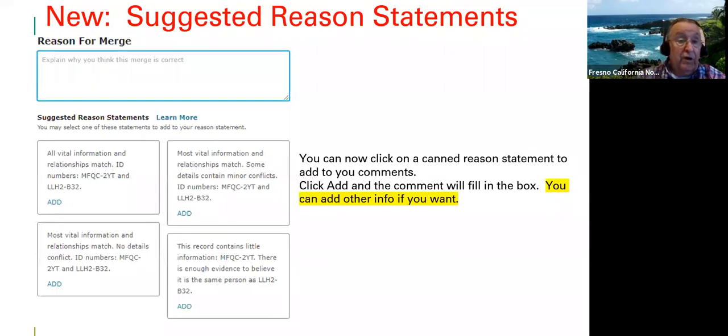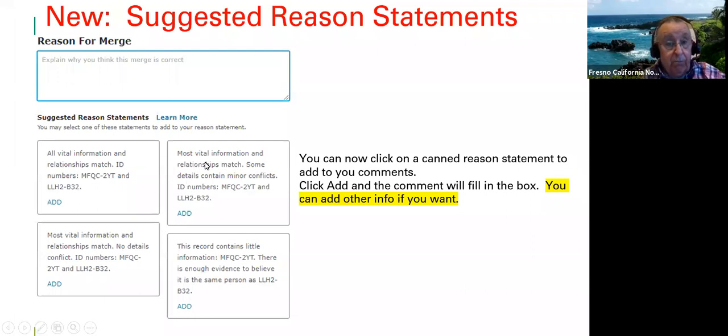Okay, now fairly recently, within the last year or so, they've started trying to help us because I guess so many people didn't give any reason statement whatsoever, by putting in these canned suggested reason statements. You can say that all the vital information and relationships match. They even give you the IDs of the two people you're merging. You click add, it goes up in the reason statement.